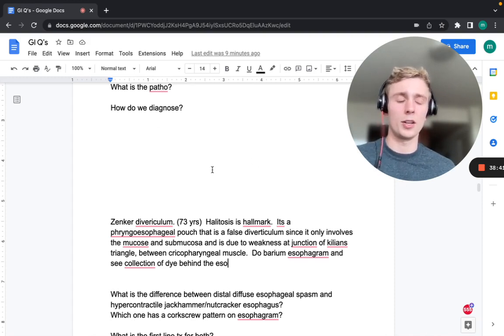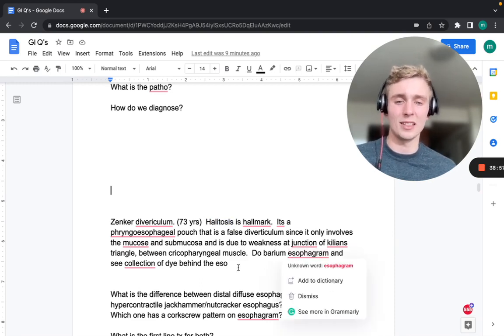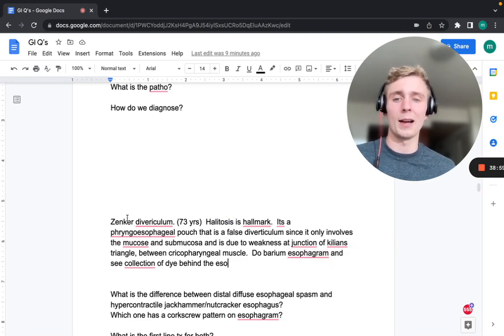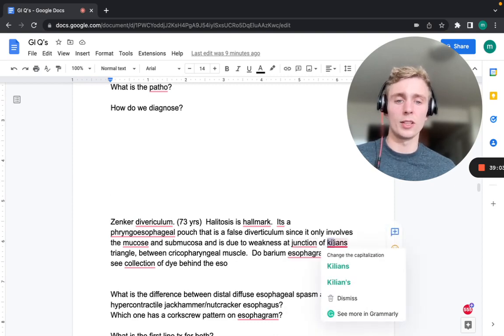So if you think about it, if they're eating and drinking, food's just going to collect in that outpouching posteriorly, and time's going to go by, and that's going to get kind of gross. So you're going to have halitosis from that for sure. And then you're going to have some regurgitation at times, and of course it's going to be undigested. So you want to be thinking of the older guy with this. And again, that's Killian's triangle, the junction of Killian's triangle.